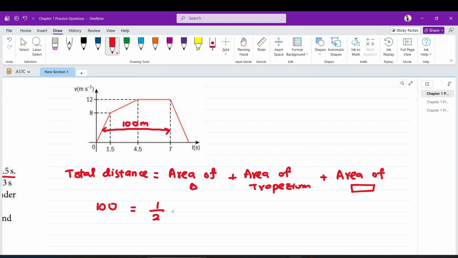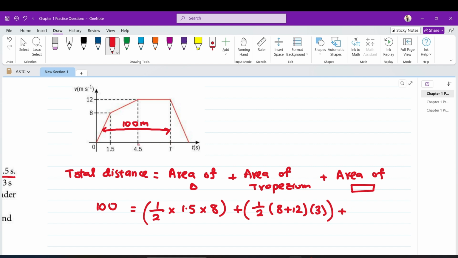We know that the total distance is 100, and the area of a triangle is half into base into height. So the base is 1.5 and the height of the triangle is 8. Then the area of trapezium is 1 upon 2 times a plus b times perpendicular height. What is a plus b? The sum of parallel sides. Here the first side is 8 while the second side is 12, so this will be 8 plus 12 multiplied by height. The perpendicular height, or the distance between the parallel sides, is the difference between these two values, which is 3.